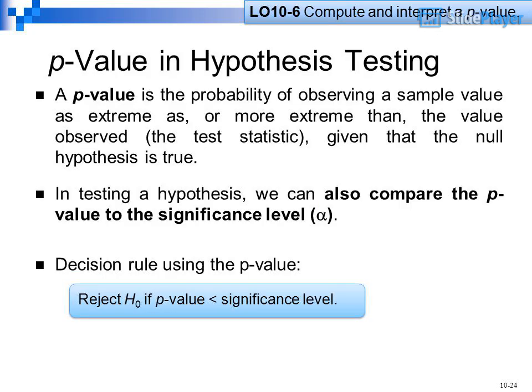P-value in hypothesis testing. Compute and interpret a p-value. A p-value is the probability of observing a sample value as extreme as, or more extreme than, the value observed, the test statistic, given that the null hypothesis is true. In testing a hypothesis, we can also compare the p-value to the significance level. Decision rule using the p-value: reject H0 if the p-value is less than the significance level.